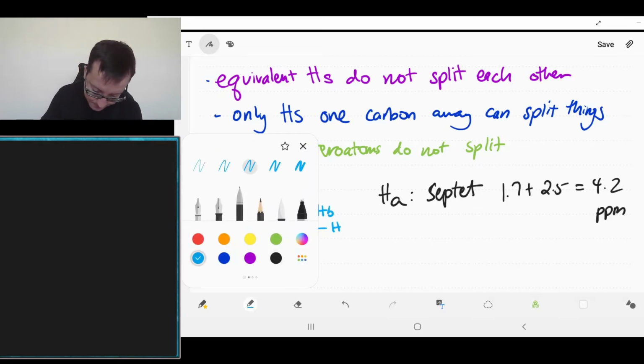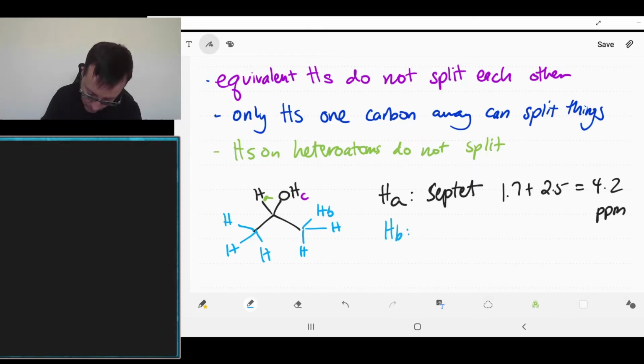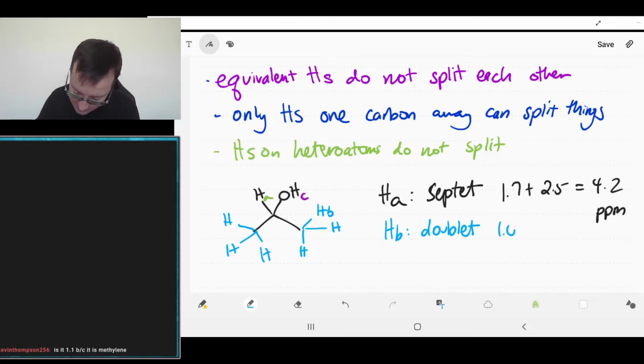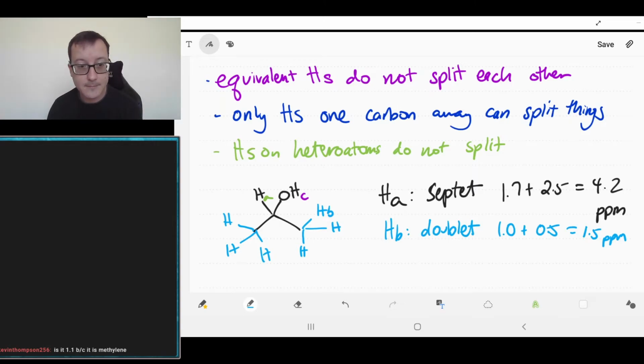For HB, we're going to see a doublet because remember we're looking at hydrogens 1 carbon away. So all those blue hydrogens see HA, and that's it. They don't see HC. And we're expecting those, since they're beta to the oxygen, to be about 1.0 plus 0.5, maybe about 1.5 ppm or so. We're predicting this.